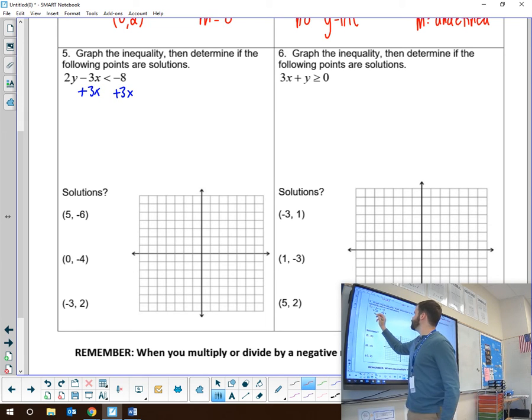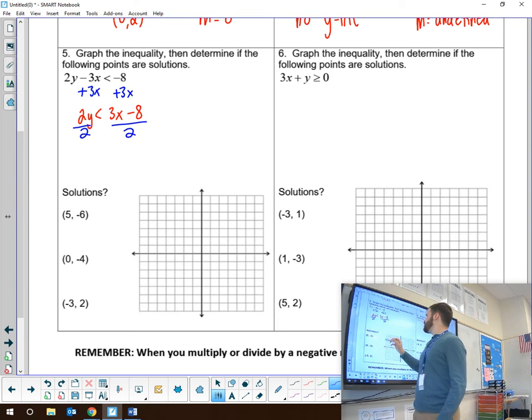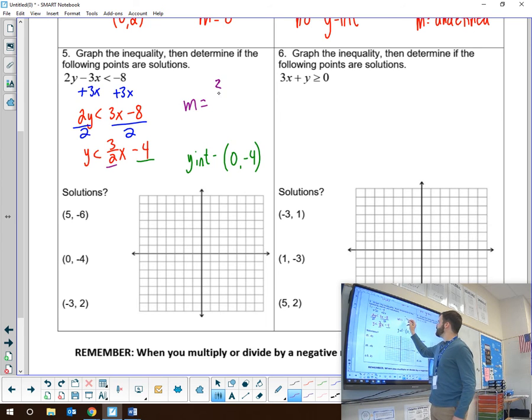That's going to leave me with 2y is less than 3x minus 8. Then I'm going to divide both sides by 2. It's not a -2, so I don't have to worry about flipping the sign. So it's just going to be 3 over 2x minus 8 divided by 2 is 4. So now I have my slope, I have my y-intercept. My y-intercept is going to be at 0, -4, and my slope is going to be 3 over 2.